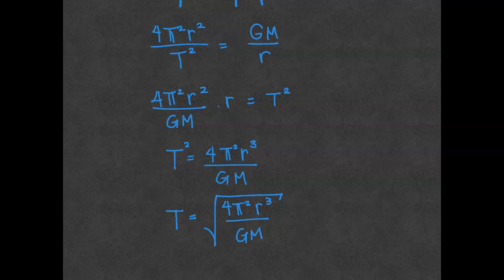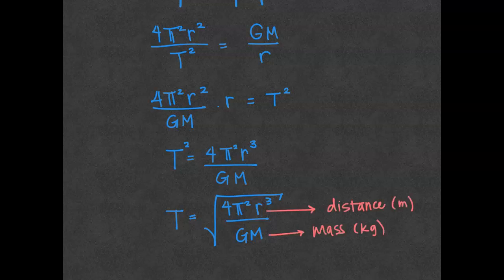Again, the r represents the distance between the two bodies. M is the mass of the thing being orbited. So the Earth is being orbited by the Moon, so the mass of the Earth would be the M we would need to substitute. And capital T is the period, or the time for one revolution.